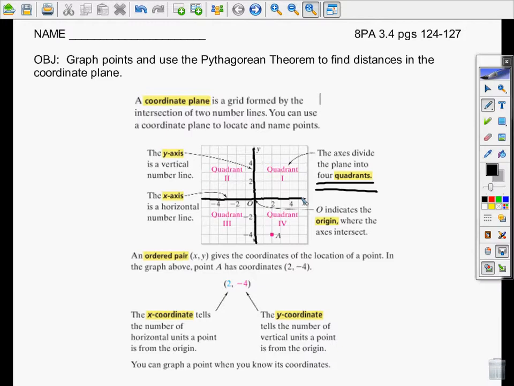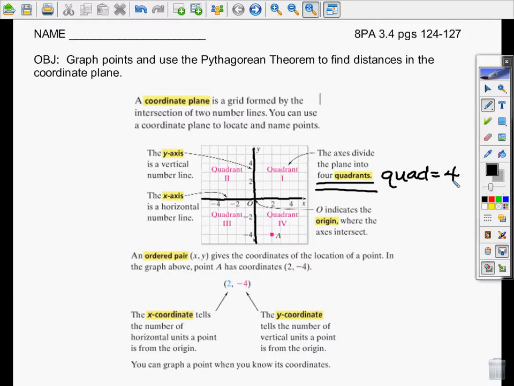Those areas are quadrants. Now what does the root quad mean? It means four. Tri is three, bi is two, like bicycle, tricycle. And then a monocycle, or unicycle. So uni is one, right?